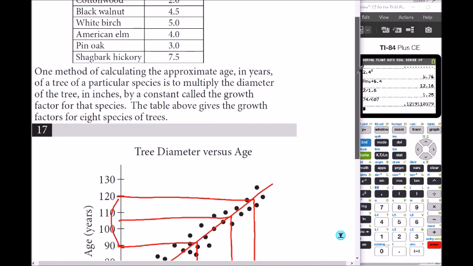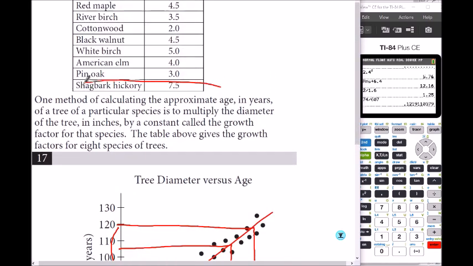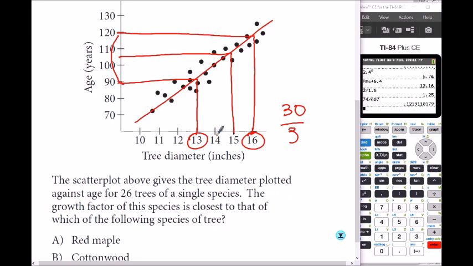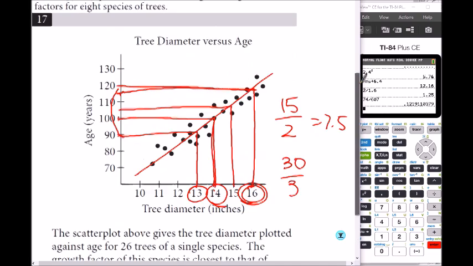Do you have anything close to 10? So it has to be the shagbark hickory. But let's see, would it be less than 10? So here, let's draw another one. Here at 14, it's about 100. So 14 to 16, but remember it was a little less than, so let's say it was 100. 14 to 16 was increased by 2, and 10 to 115, not 10. So that is a 15 increase. So that's about 7.5. So it is this one right here.